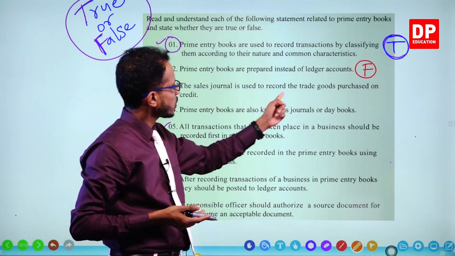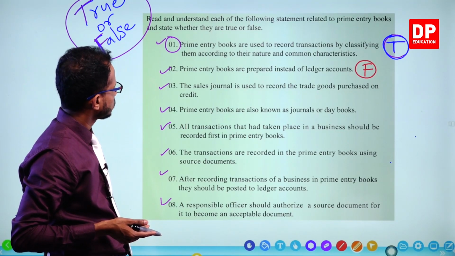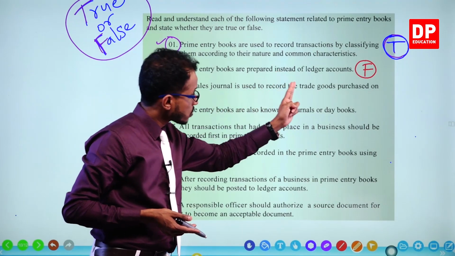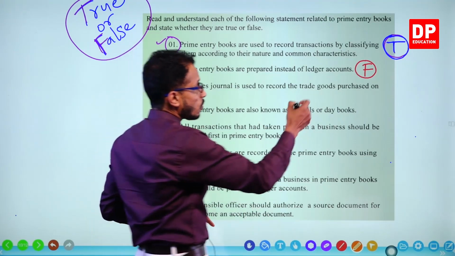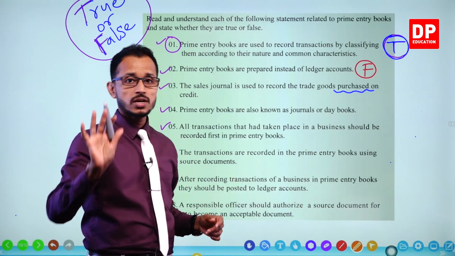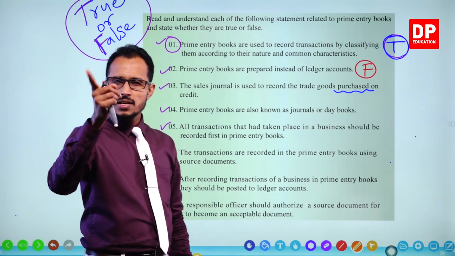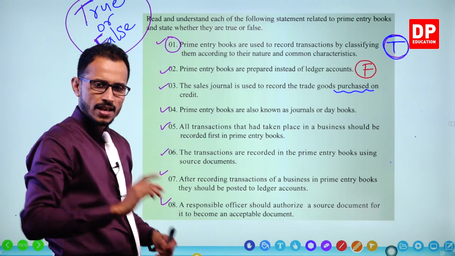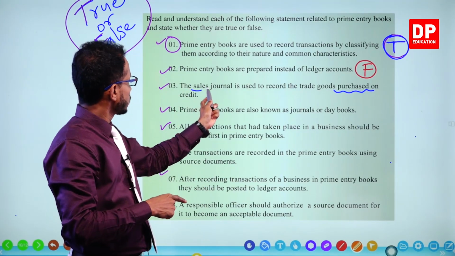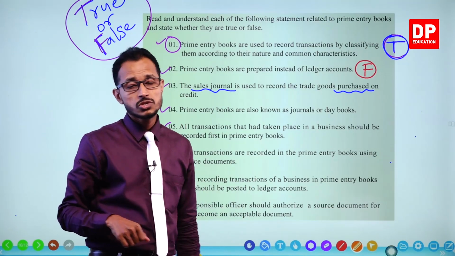The sales journal is used to record the trading goods purchased on credit. Well, what do you say? The sales journal is used to record trade goods purchased on credit. What is that? Purchasing on credit, and those transactions are entered in the sales book? No, it's false. Selling of goods, sales on credit. If you sell goods on credit, that should go to the sales journal. Selling goods on credit, that should go to the sales journal, not purchasing goods on credit.